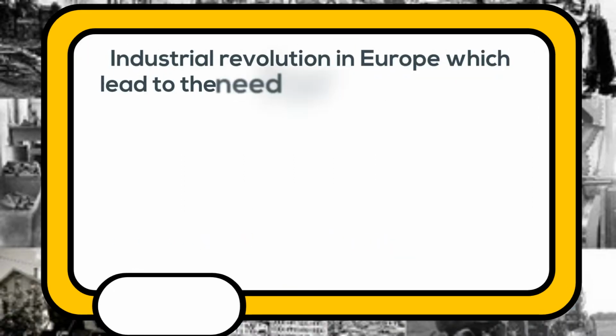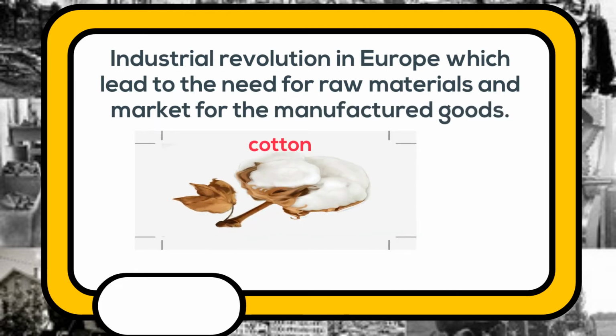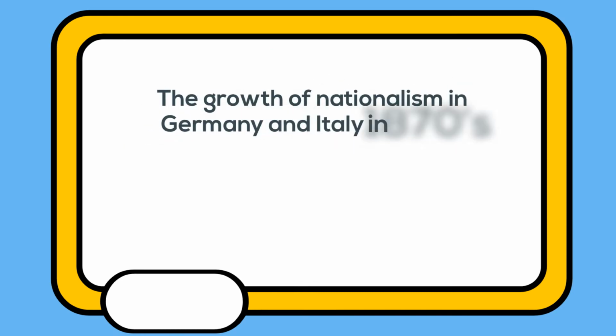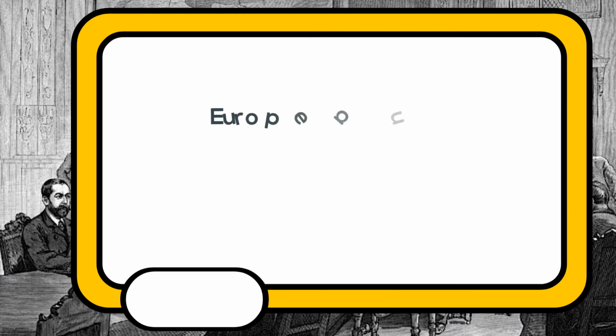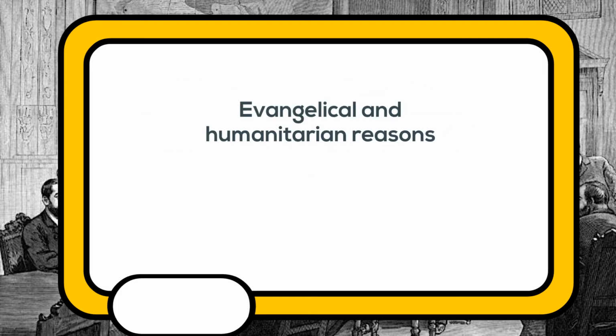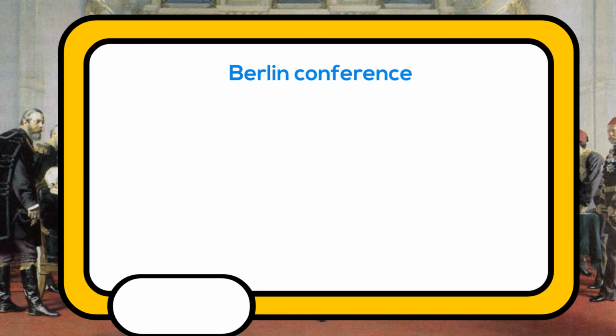There are several reasons which led to the Scramble for and Partition of Africa, and some of them are as follows. Industrial revolution in Europe, which led to the need of raw materials and markets for the manufactured goods. The growth of nationalism in Germany and Italy in the 1870s. European balance of power, national prestige and glory, strategic reasons, evangelical and humanitarian reasons, cultural superiority, the role of imperialism, and the Berlin Conference.